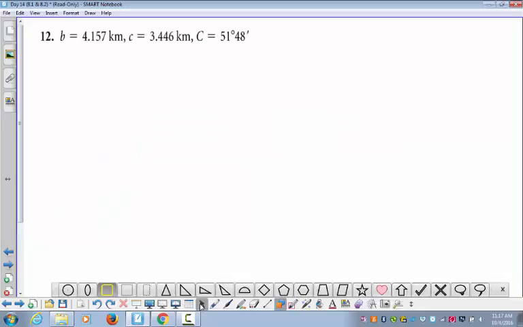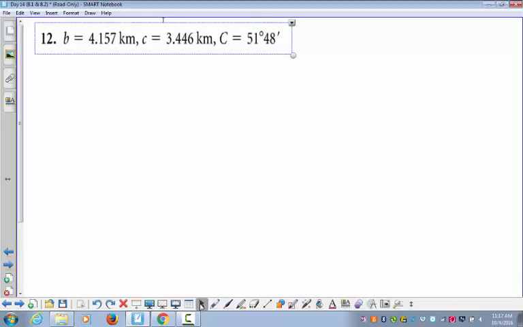All right, you guys try this one. So that's an angle side-side. Angle side-side.